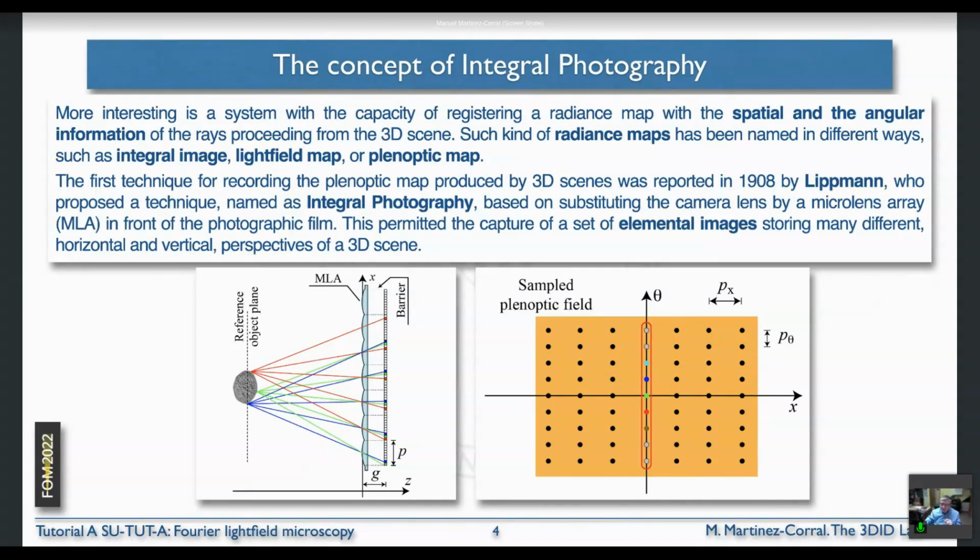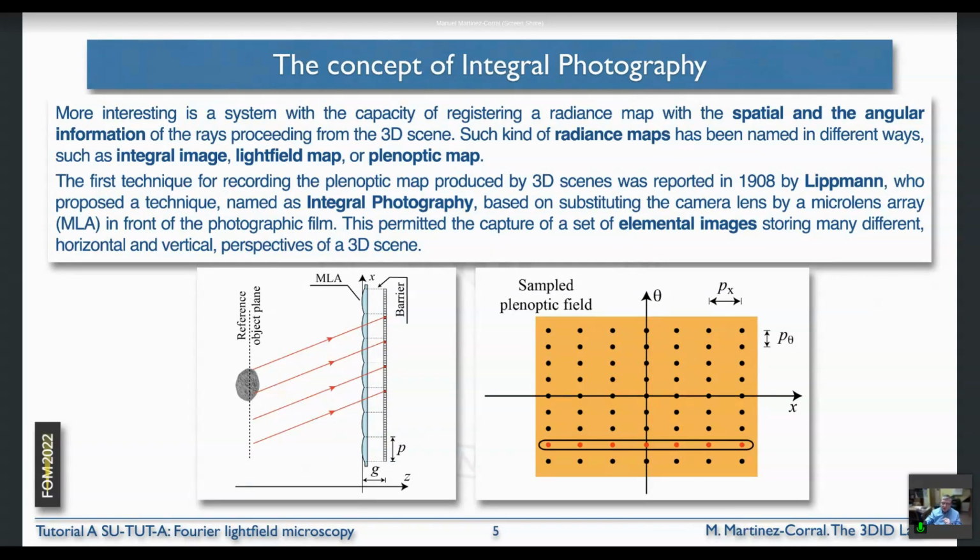And what happens with rows in the plenoptic function? We can see that every pixel placed in the same row of the plenoptic function has in common the same angular inclination. They correspond to rays with the same angular inclination. So they have different x coordinate. They impinge onto the microlens array with different x coordinate, but with the same angle.